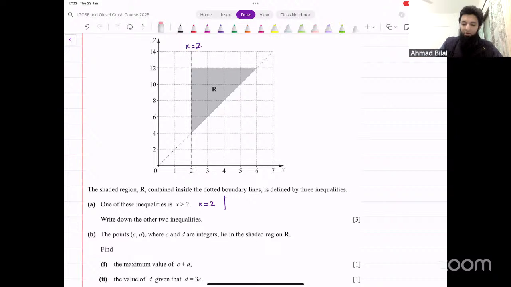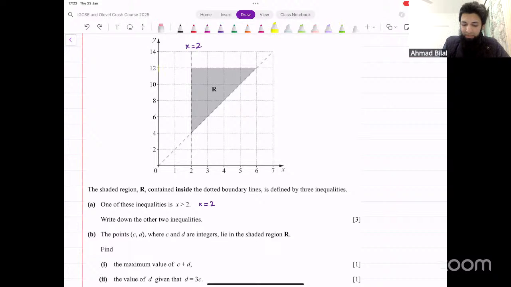The inequality corresponding to that, they've told us, is x greater than 2. We have to be above this line. Now, first of all, we want to write down the equations of the other two lines that we have, and then we'll think how to write down the inequality after that. What are the other two lines?